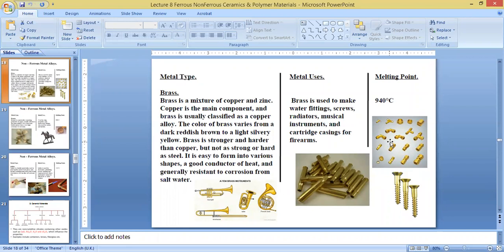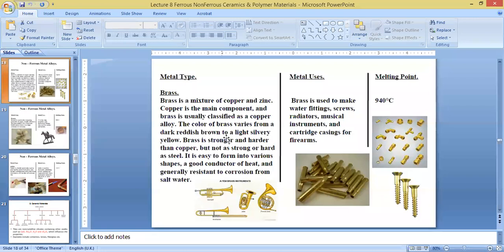And then what else do we have? These fittings for plumbing are actually also made out of brass. We have the screws here that are made out of brass. So it has a wide range of applications.